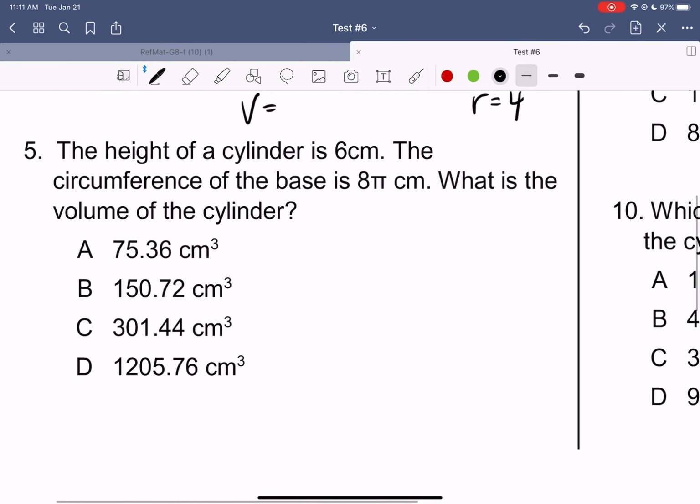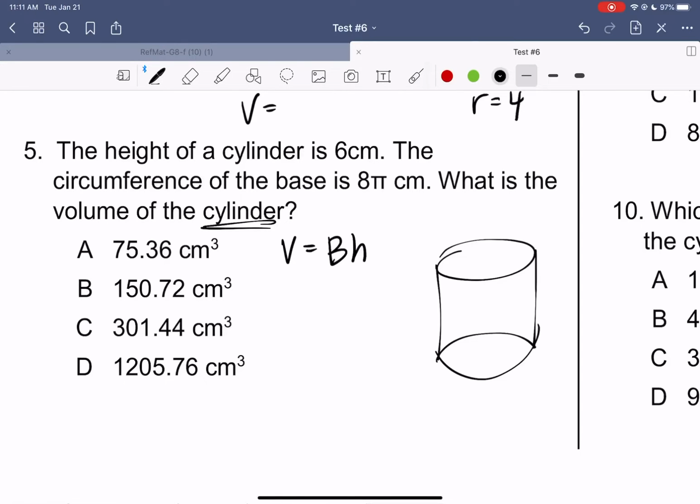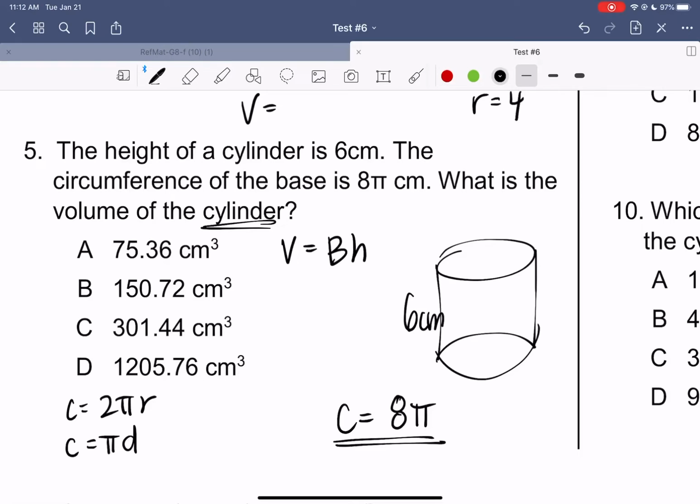Number 5, we have the volume of a cylinder. So we have V equals area of the base times the height. They're giving us a cylinder, and our height is 6 centimeters. And they're telling us the circumference equals 8 pi. That's not something we've used, but we know that we have two formulas: C equals 2 pi times radius, and C equals pi times diameter. So I'm going to use this information they gave us to solve for the radius.